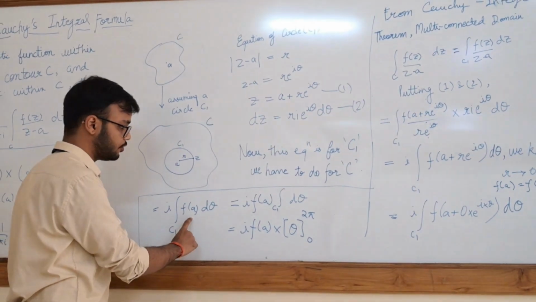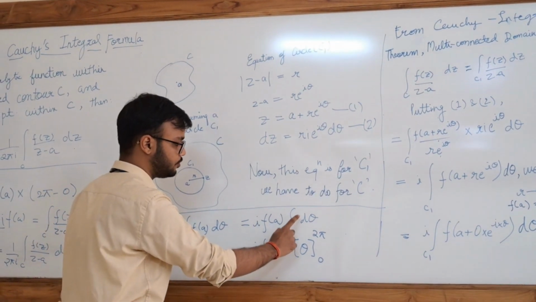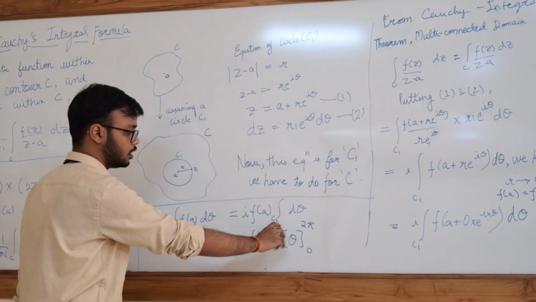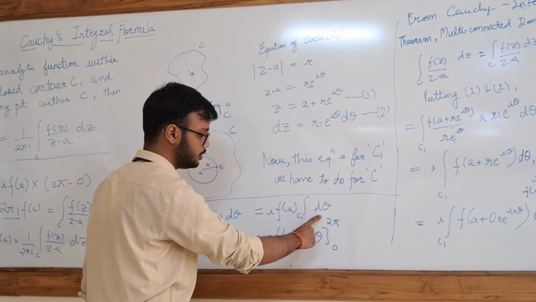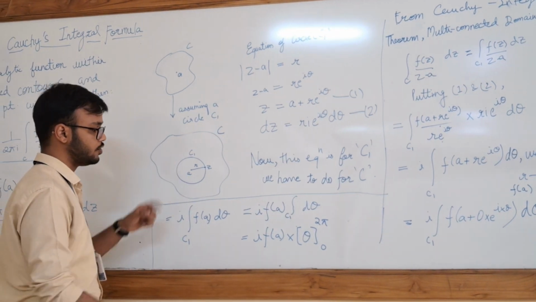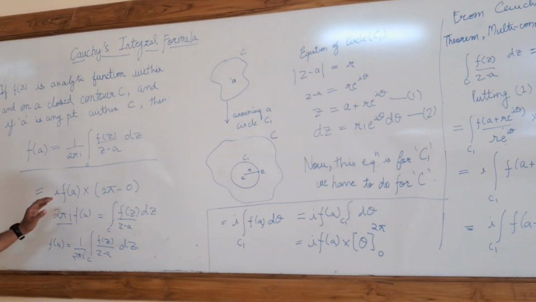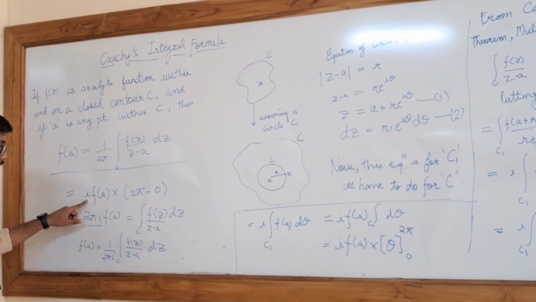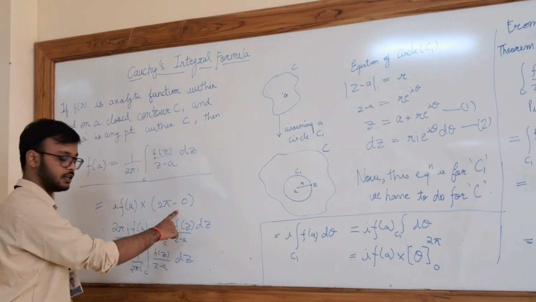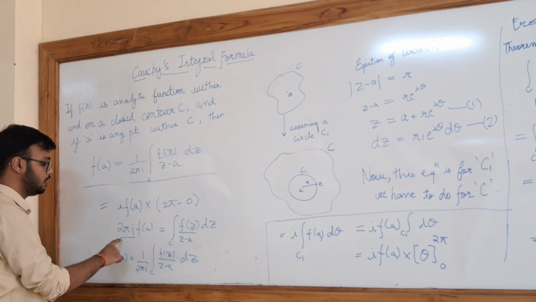Now f of A is the constant part, so it goes outside, and we are left with integration of d theta. If we integrate d theta, we get theta, and because C1 is a circle, we can integrate it from 0 to 2 pi. So we have i f of a into 2 pi minus 0, and 2 pi minus 0 will be 2 pi, which gives 2 pi i f of a.